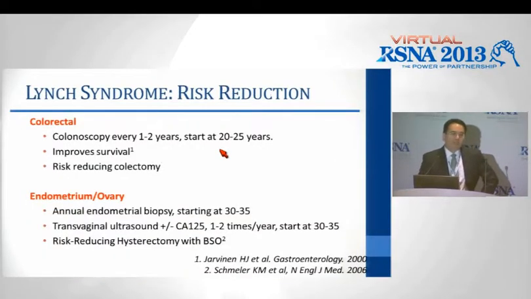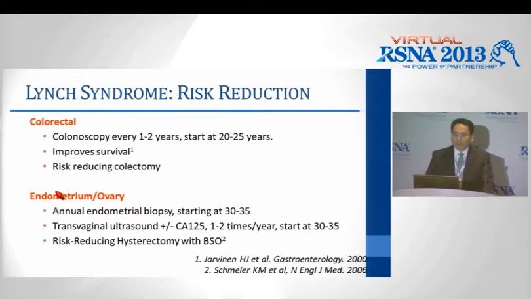So we know these patients develop colon cancer, we know these patients develop multiple cancers in other organs. What can we do to help them? So colonoscopy is offered every 1 to 2 years, starting at the age of 20 to 25, and it's the one screening mechanism that actually has been shown to improve survival in this syndrome and among all the other syndromes. All the other screening recommendations are just recommendations. This is the one that has been shown to improve survival. Risk-reducing colectomy is offered as a therapeutic option.